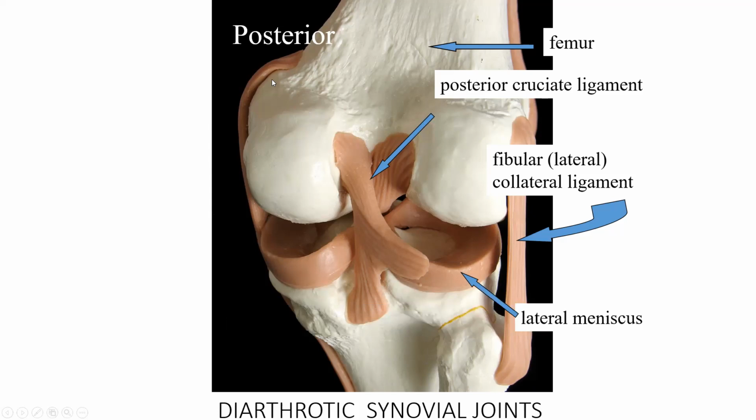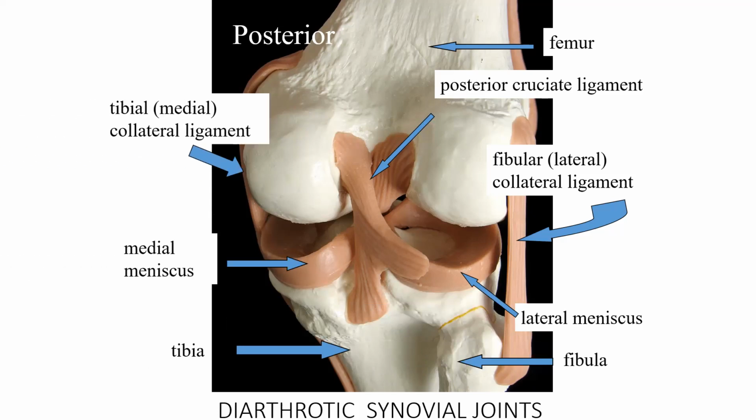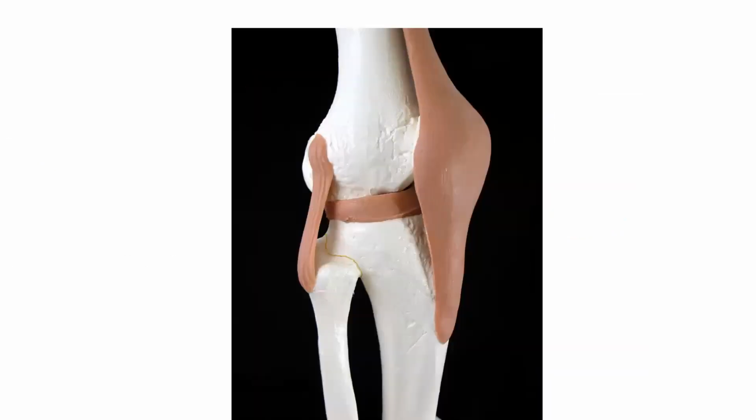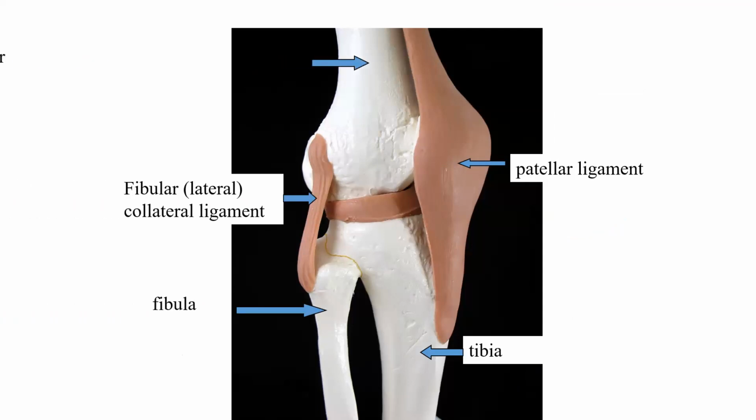Remember that the fibula is always on the lateral side, so that tells you which is lateral and which is medial. Fibula, tibia, medial meniscus, tibial ligament. Here we can see it from the other side. There's our patellar ligament again, tibia, the fibula, the fibular ligament, and the femur.